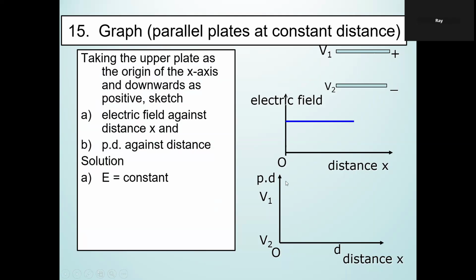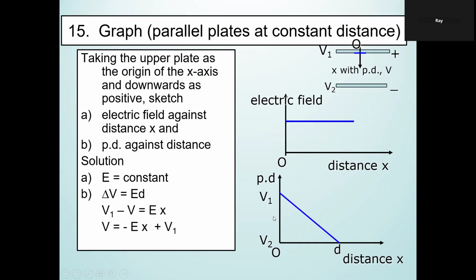How about the electric potential? Potential difference between the plates. We take at a distance x, the potential difference is V. So we use the formula that we have just derived. V1 minus V equals E times d. d is our x, that distance. So we rewrite that equation. There's your V, there's your x. So it's a straight line graph with negative gradient.